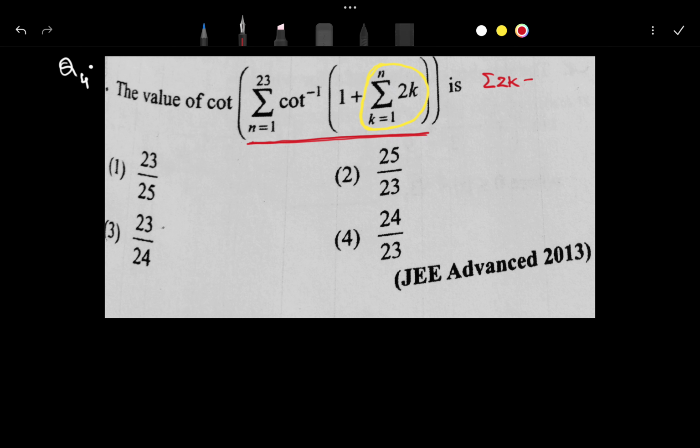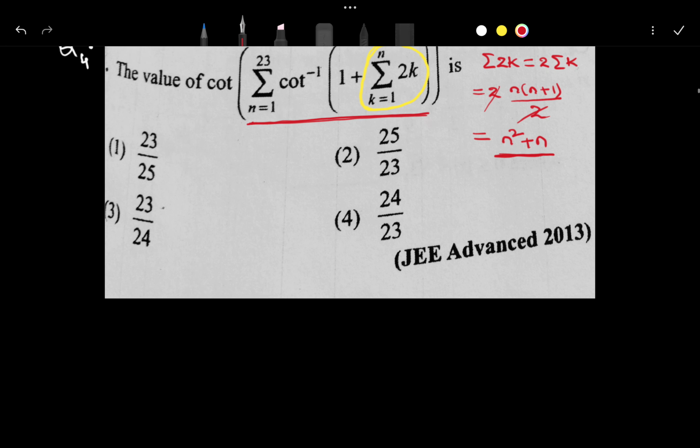Sigma 2k means that is equal to 2 into sigma k, right? Now that is equal to 2 into sigma k, k from 1 to n, and sigma k is the sum of the first n natural numbers. That means n into n plus 1 whole divided by 2. Now here 2 and 2 will be cancelled. That is equal to n square plus n. Now substitute this value in the given question.